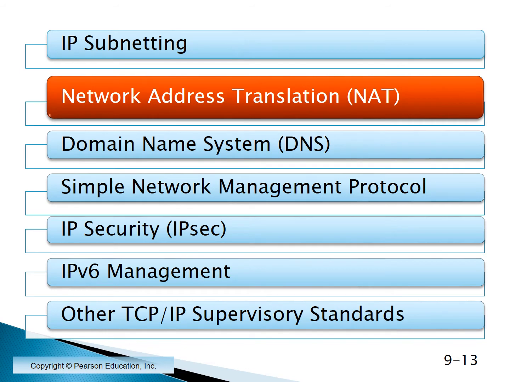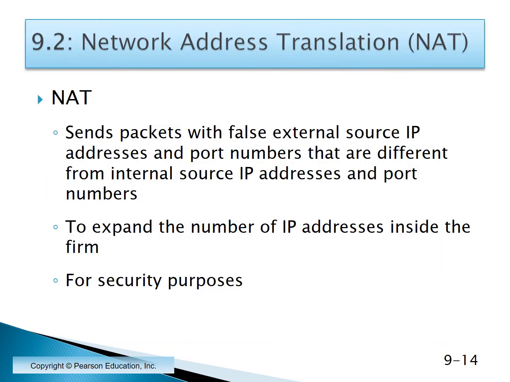So next we will talk about network address translation, NAT. Network address translation is supposed to send packets with false external source IP addresses and port numbers that are different from internal source IP addresses and port numbers. So when you use this, you can expand the number of IP addresses inside the firm. And people also use this for security purposes because you can hide your internal IP addresses from the external sources.